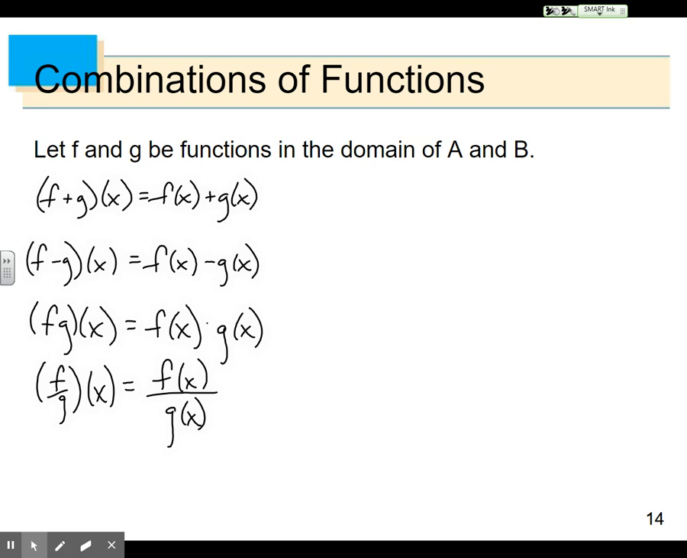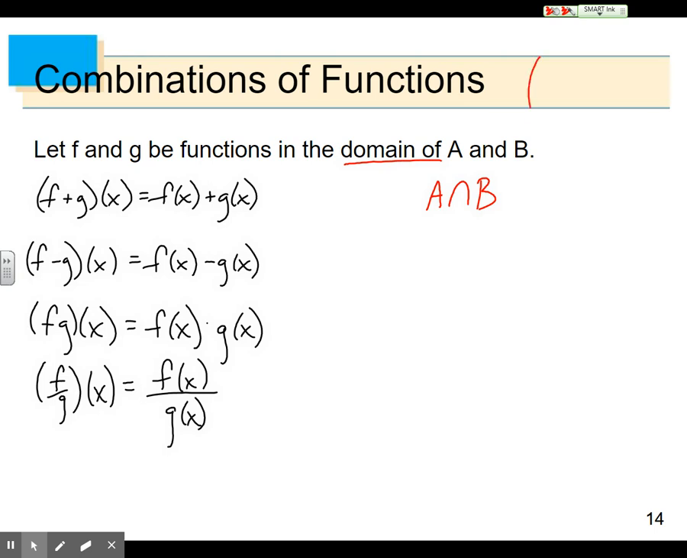Okay? And we did all these last year, and we said thank you, Mr. Lovelady, for those problems. But what we didn't worry with was domain. Whenever I do domain on this, the domain of this first one, f plus g, is going to be A intersect B, where A and B are the domains of f and g.